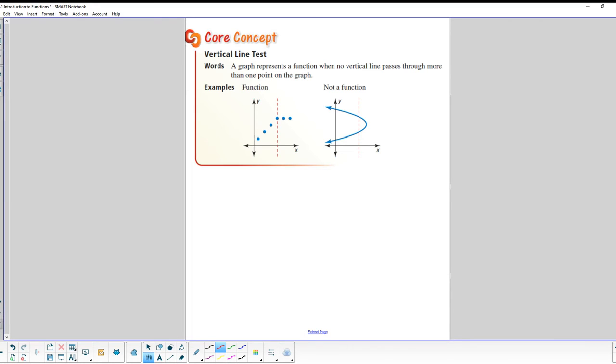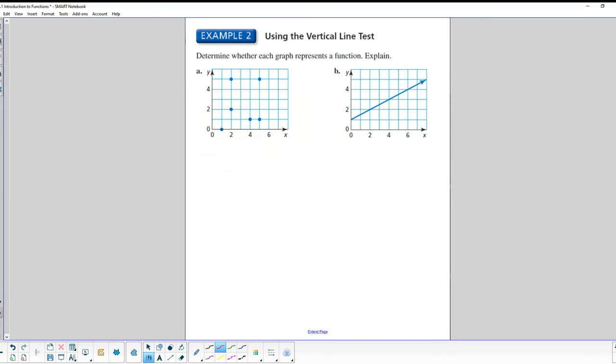Okay, so we want to get on to our last one, the vertical line test. A graph represents a function when no vertical line passes through more than one point on the graph. So this is a very simple way to tell if something is a function when you're looking at its graph. So you'll notice in our first example here, a vertical line only passes through one point at any one time. So it's a function. Well, the next one has a curved shape to it, and there are several places where a vertical line will hit that graphed line more than once. So that makes it not a function. So let's check out a few of those.